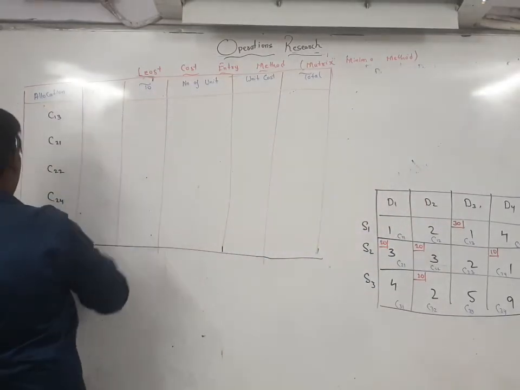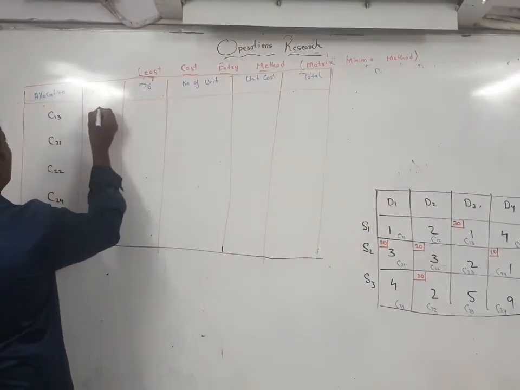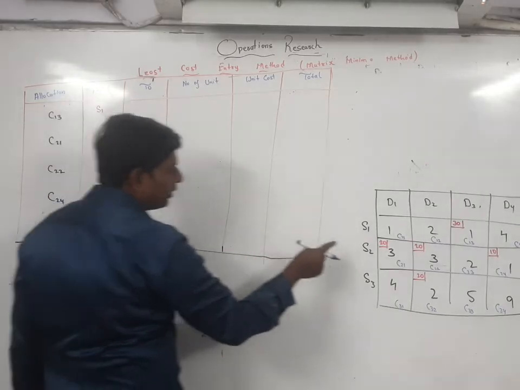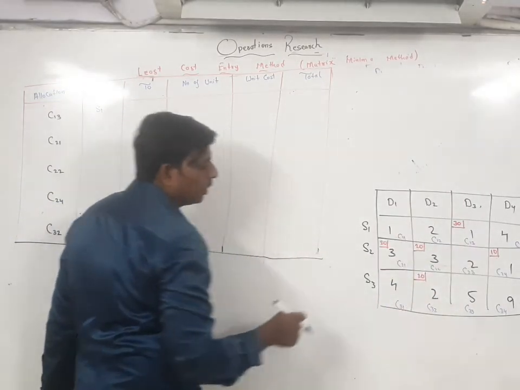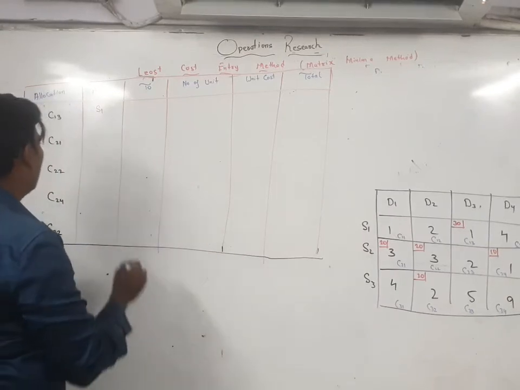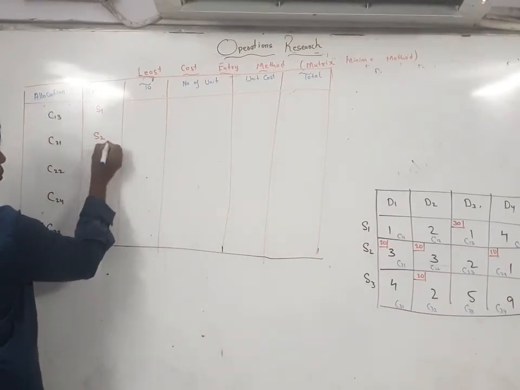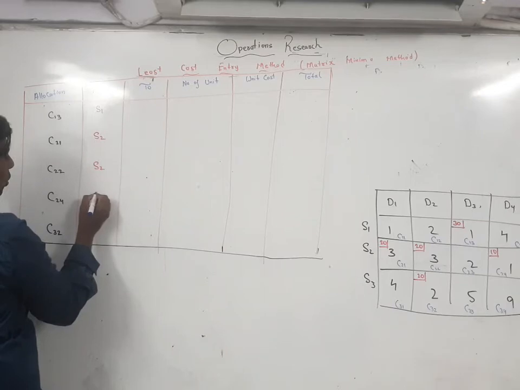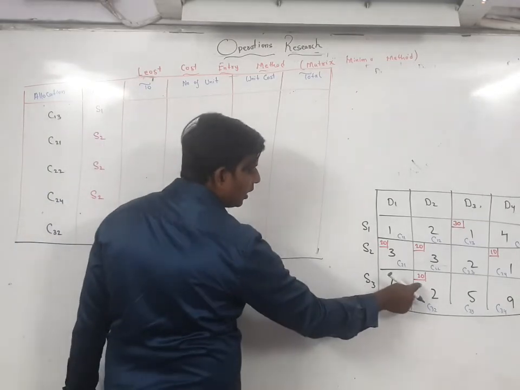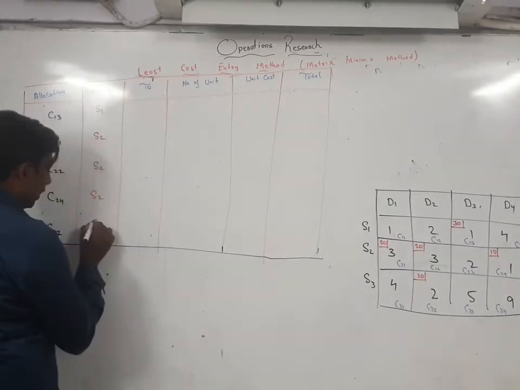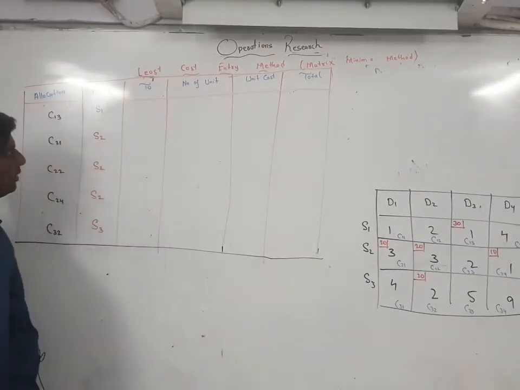So here I can write the S1. Then in S2, as you can see, 1, 2, 3. How many are there total? 3 are there. So here I can write S2, S2, and here also I can write S2. In S3, how many are there? 1. So here I can write S3, 1.